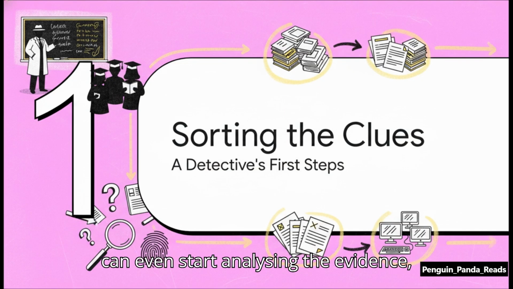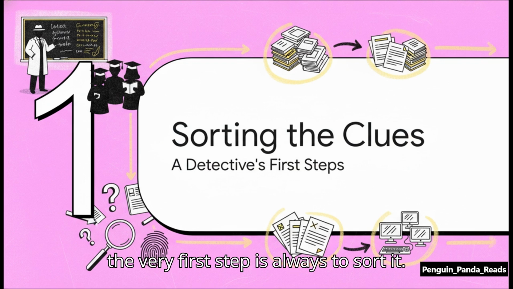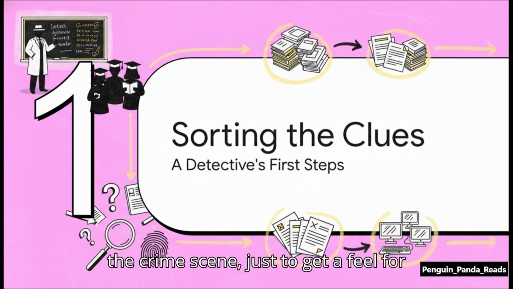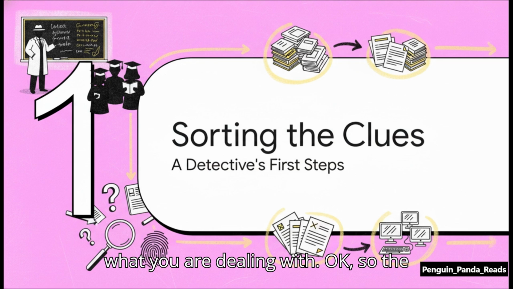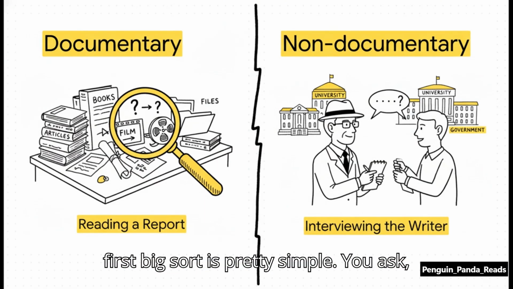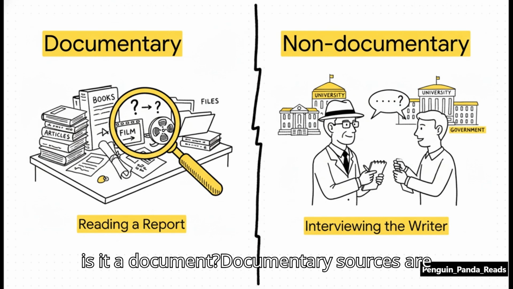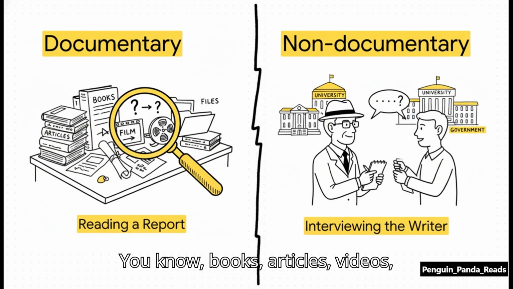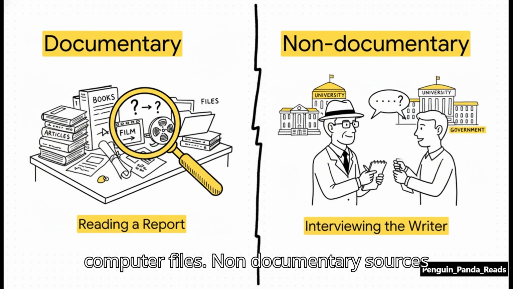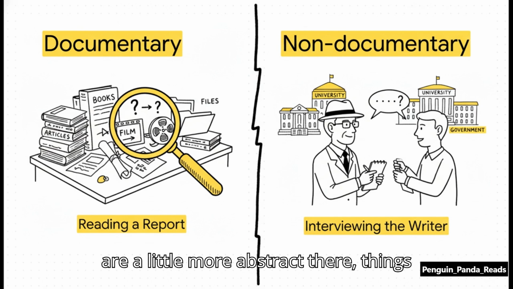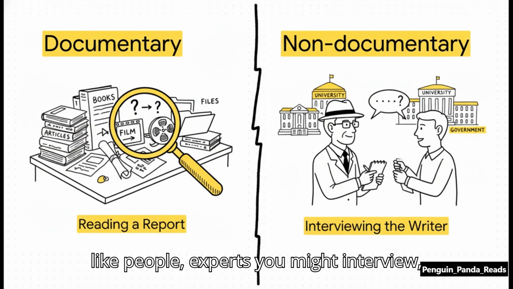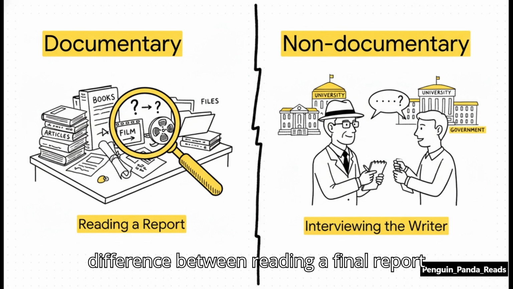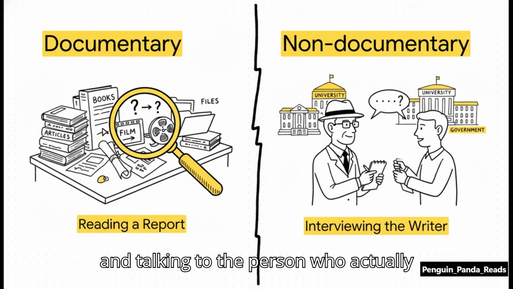Well, before you can even start analyzing the evidence, the very first step is always to sort it. Just get it into some manageable piles. Think of this as the first quick sweep of the crime scene, just to get a feel for what you're dealing with. Okay, so the first big sort is pretty simple. You ask, is it a document? Documentary sources are the things you can actually hold or see. Books, articles, videos, computer files. Non-documentary sources are a little more abstract. They're things like people, experts you might interview, or organizations, like a university or a government agency. It's basically the difference between reading a final report and talking to the person who actually wrote it.